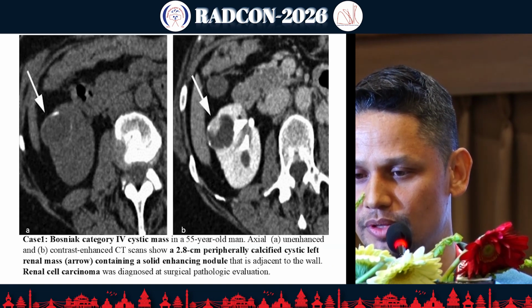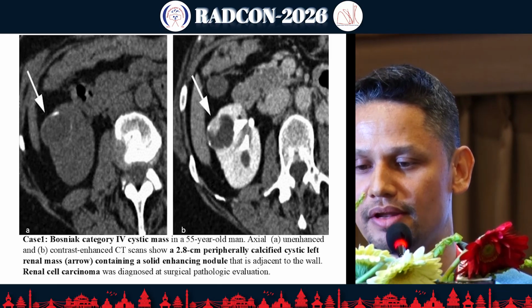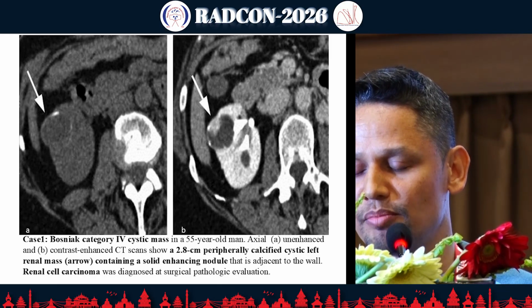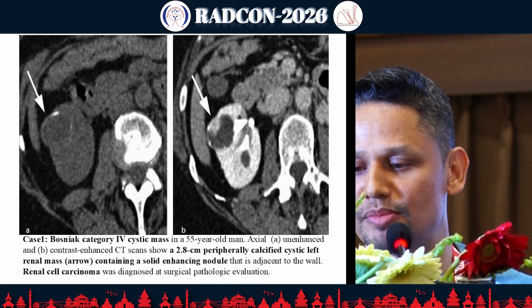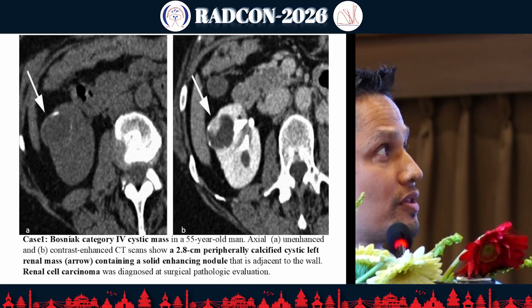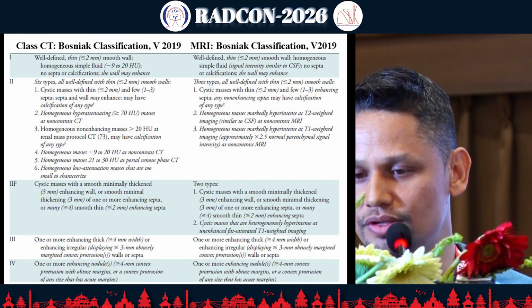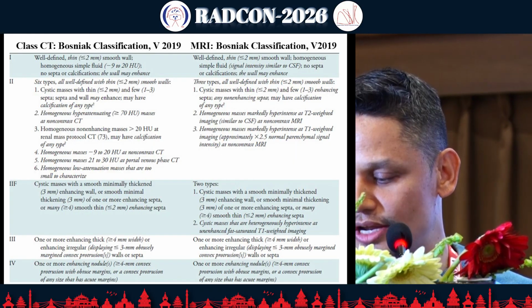In similar images, if you see thick septa more than 4 mm and the wall also thick, but they are non-enhancing, on digital subtraction MR image you can see an enhancing nodule. So this is class 4. So this is the updated classification, with italics showing the changes.